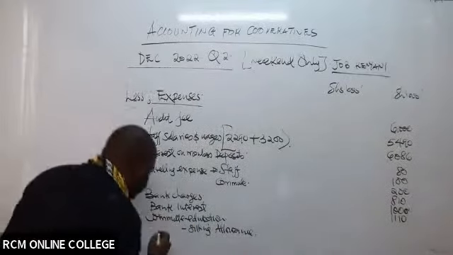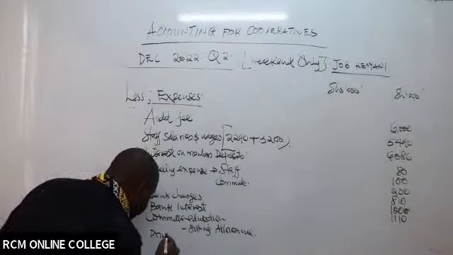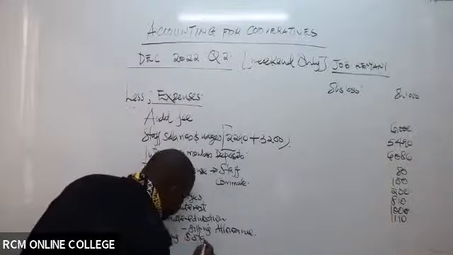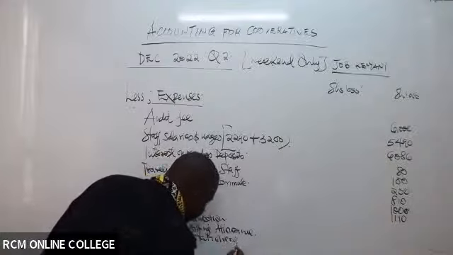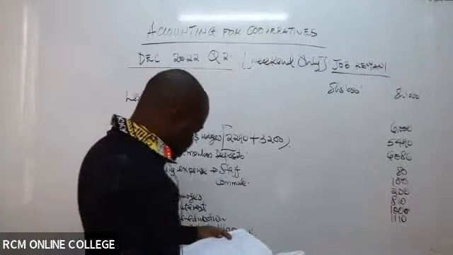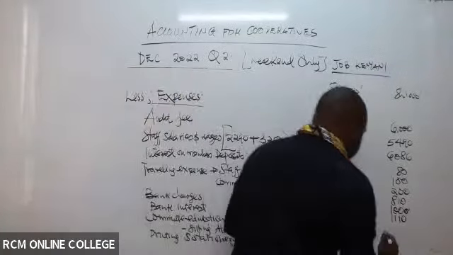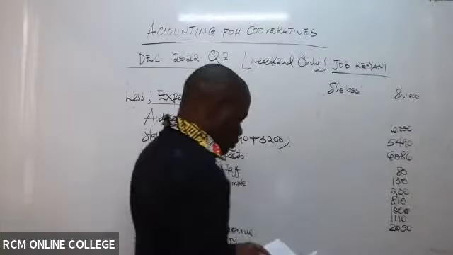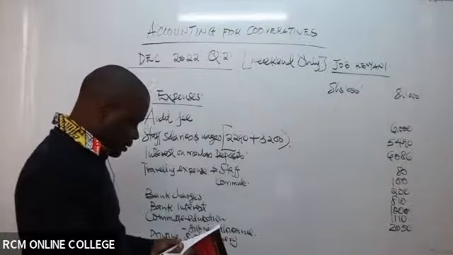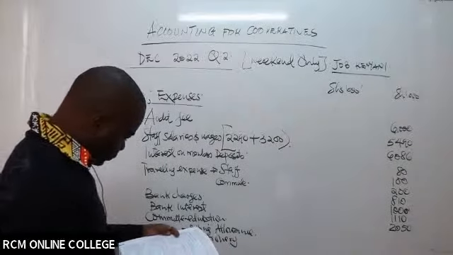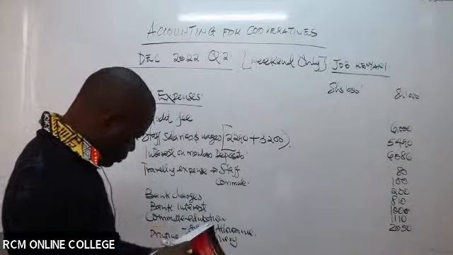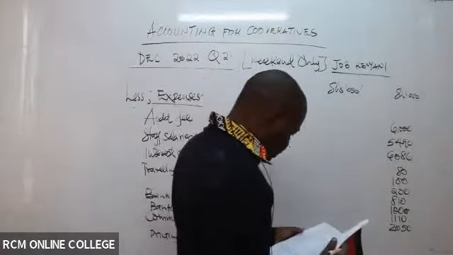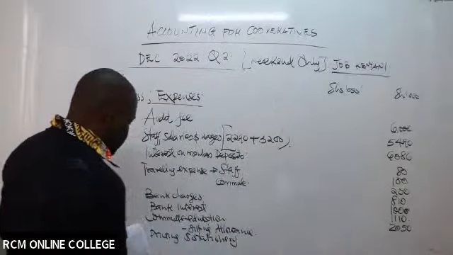So there's actually also printing and stationery. Hope you can be able to see here. Printing and stationery. That is 2050. So there's printing and stationery, which they incurred there, 2050. We have, I think, general meeting expenses. I think you can be able to see general meeting expenses.